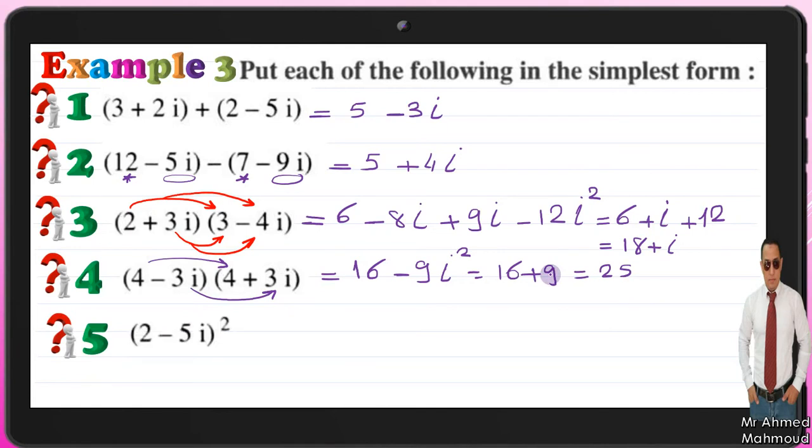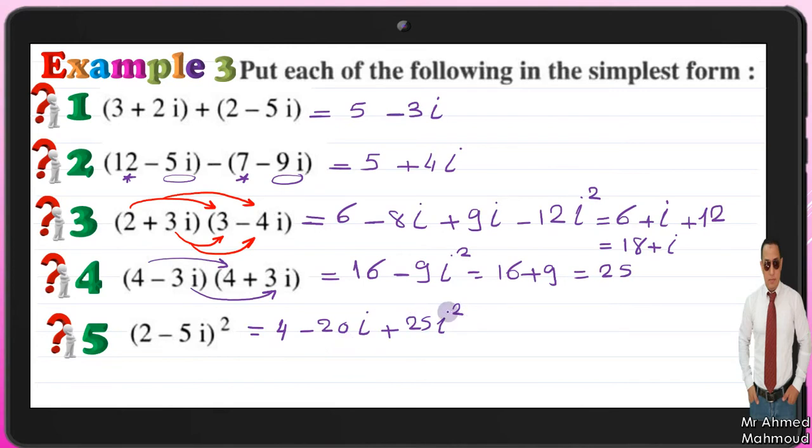2 plus negative 5i, all to the power of 2. As we studied before, the bracket to the power of 2: first to the power of 2, which is 2 squared, equals 4, and 2 times first times second, 2 times 2 times negative 5, 4 times negative 5, equals negative 20i, and second to the power of 2, negative 5 to the power of 2, equals positive 25 i to the power of 2.